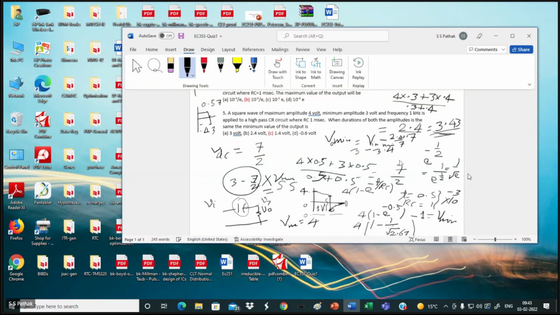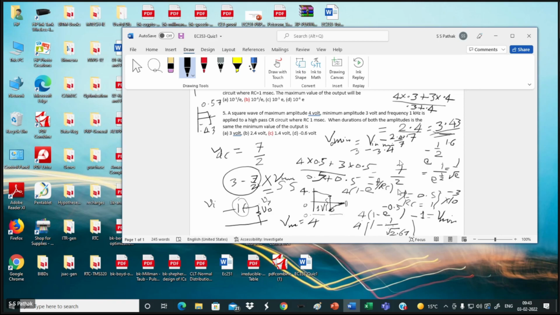Is it correct or not? Yes. e is 2.67. The square root of 2.67 is approximately 1.6, sir. 1.6 is okay, correct. But sir, we are doing minus 1. So 1 minus 1.6.